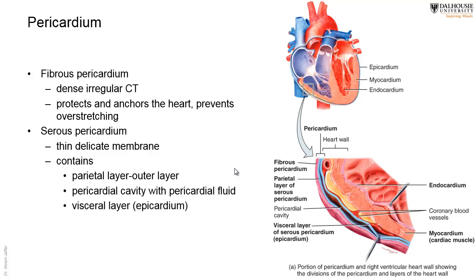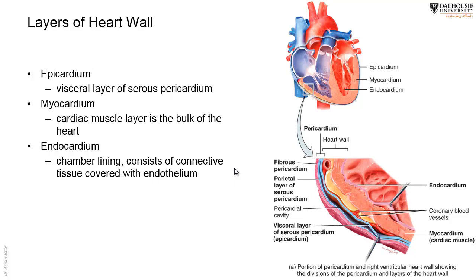The visceral layer that is directly applied to the heart is also called the epicardium, because actually it constitutes one of the layers of the heart. So the heart itself, like the heart that you are holding now, has three layers. The outermost layer, which is a very thin layer, is in fact part of the pericardium. It is the visceral layer of the serous pericardium, and because it belongs to the heart, it's called the epicardium, the outermost layer of the heart.